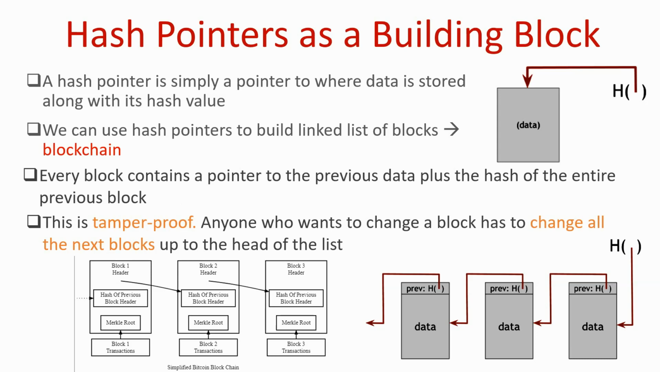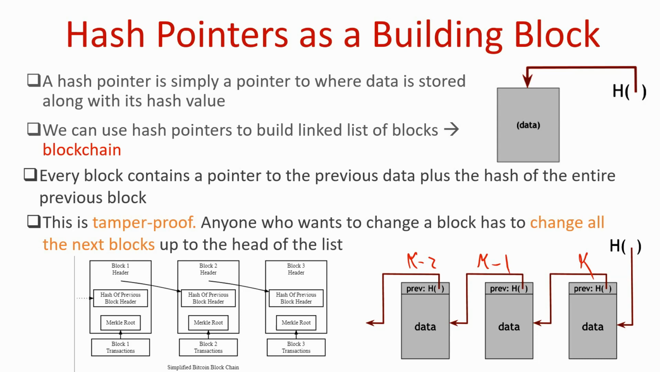And the header basically is a hash pointer to the previous data plus the hash of the entire previous block. Actually, the hash of the previous header. So if this is block k minus 2, this is block k minus 1, and this is block k. So block k is the newest block to be published. You see here that block k contains a hash pointer pointing to the block before it, block k minus 1. And this header in block k contains actually the hash of the header in block k minus 1.